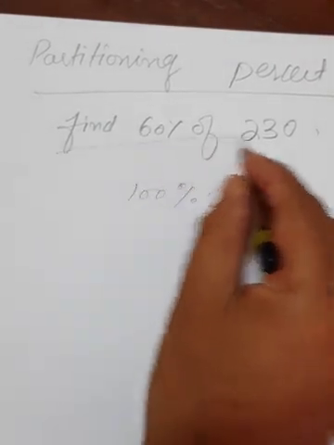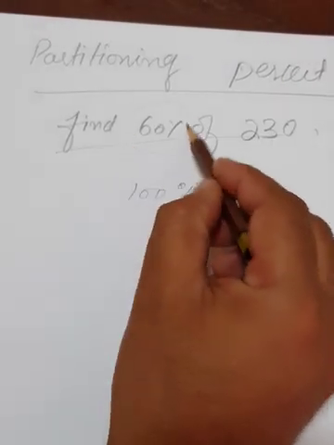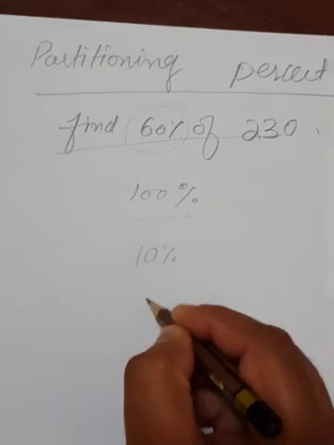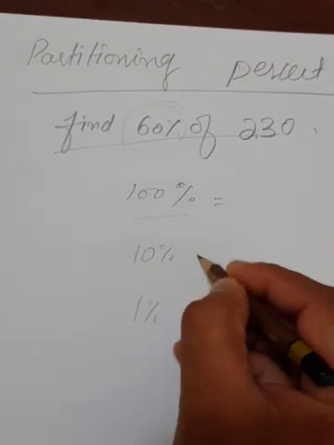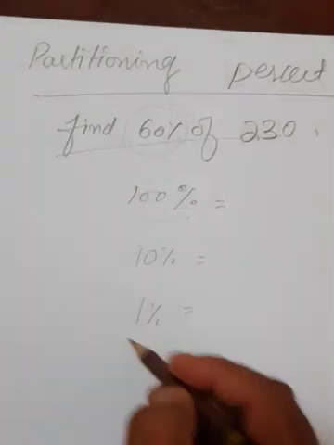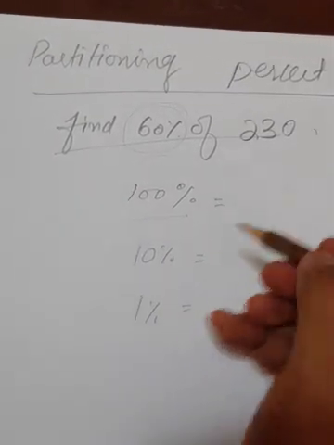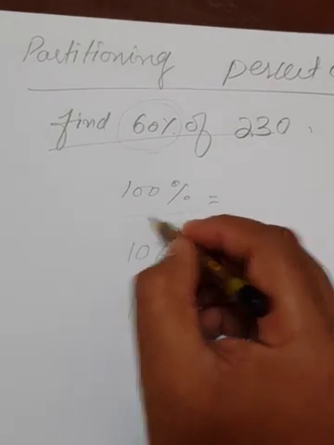I'm not looking at this value right now. I'm writing 100%, then I'm writing 10%, then I'm writing 1%. Initially, when you are beginning with this method, you must understand this, and then later on, you might not have to write any of the other things anymore. First of all, I will write 100%.